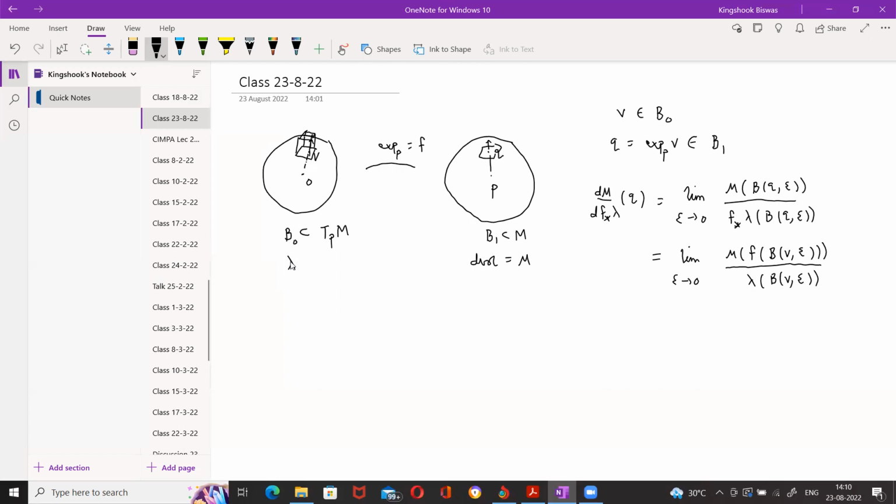So I choose an orthonormal basis where the first vector is V divided by norm V, and the others are a basis of the orthogonal complement of V, right? And I can look at its image under the exponential. So I'll get a small cube here, a curved cube.